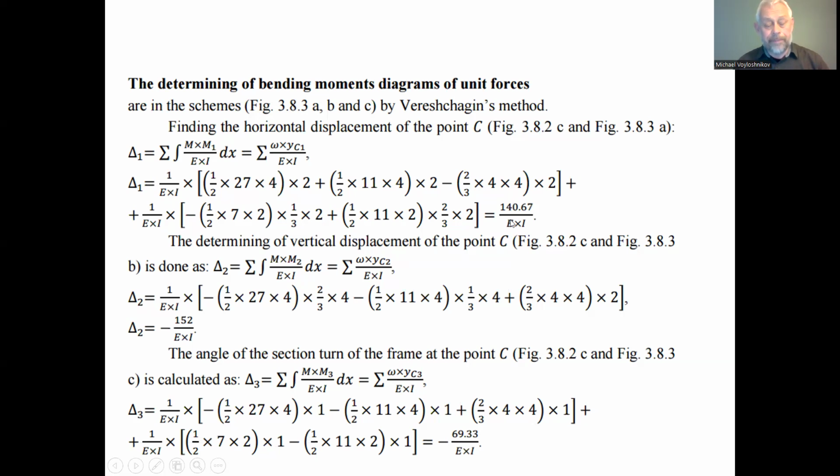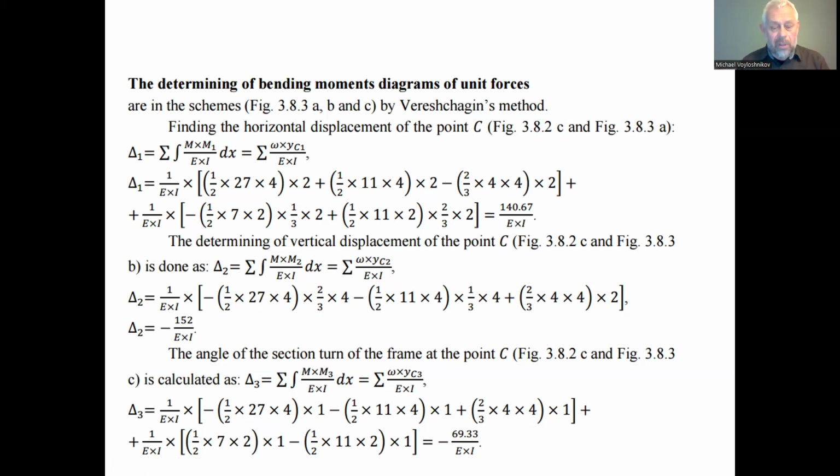If we adopt the rules of the dimensions of the international system of units, the elasticity modulus will be in megapascal, and the moment of inertia of the area of the transverse section in meter to the power of 4. So in this case, the displacement will be in meters, the final magnitude.